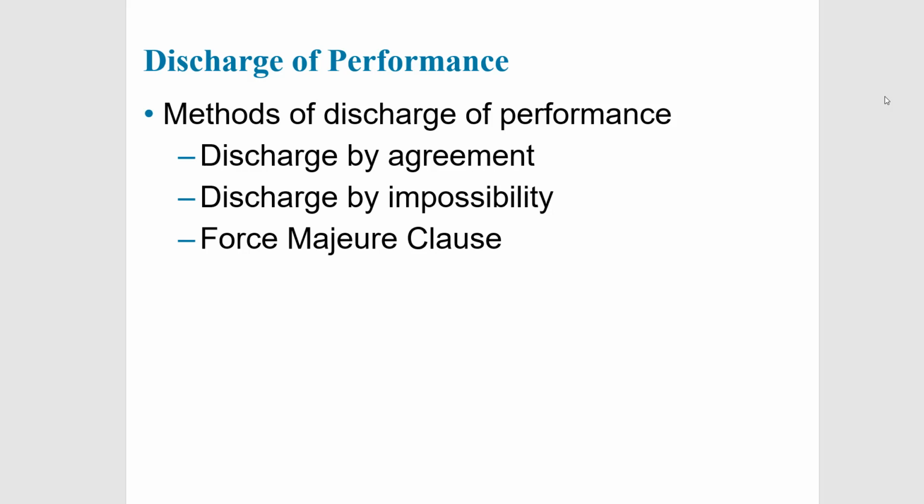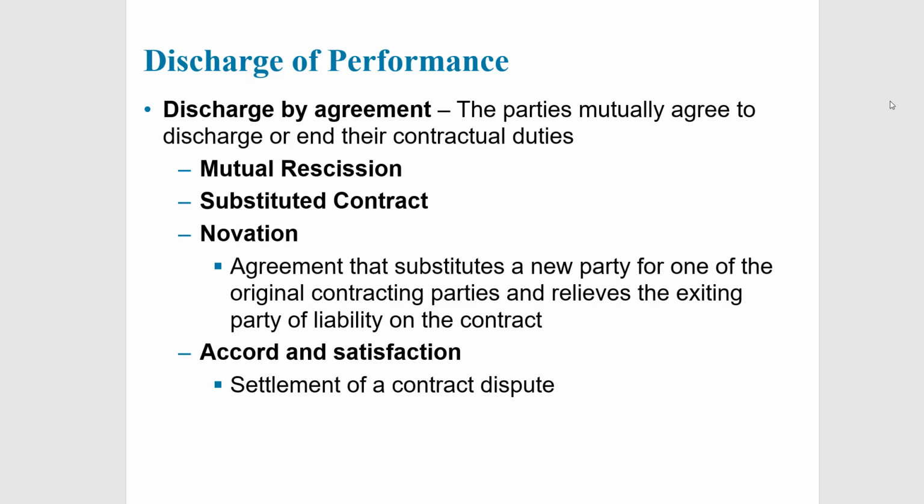Discharge by agreement means that the parties mutually agree to discharge or end their contractual duties. This can happen through mutual rescission, where both parties just get together and agree that we're going to terminate this contract, we're going to rescind it, neither party has a duty to perform any longer. And if we both agree on it, that's fine.